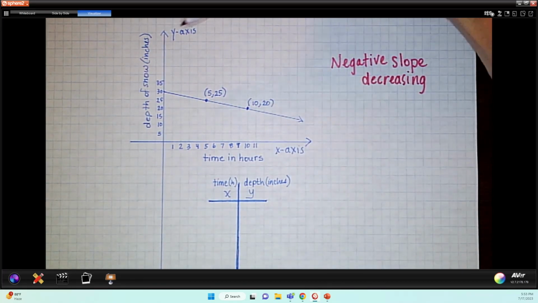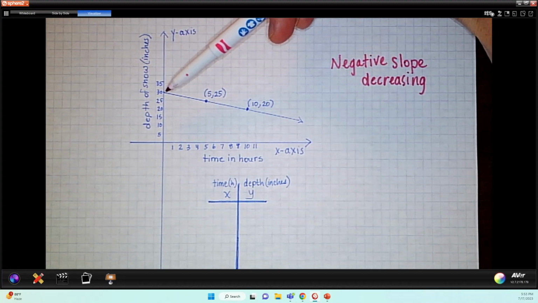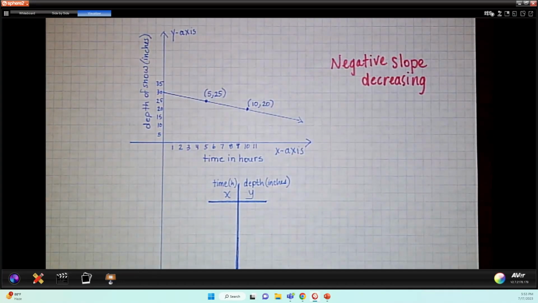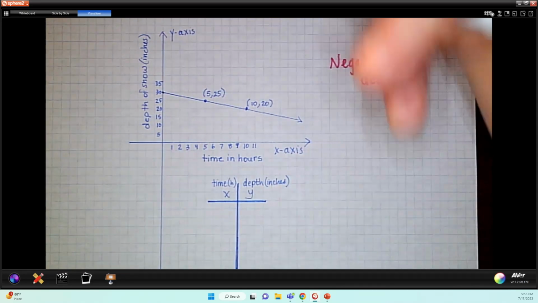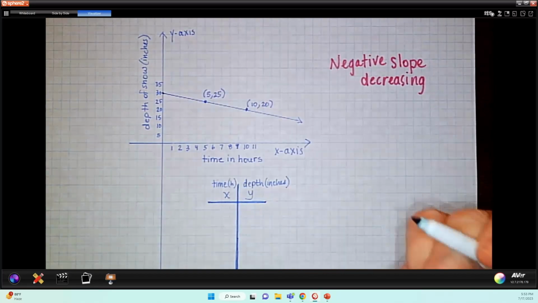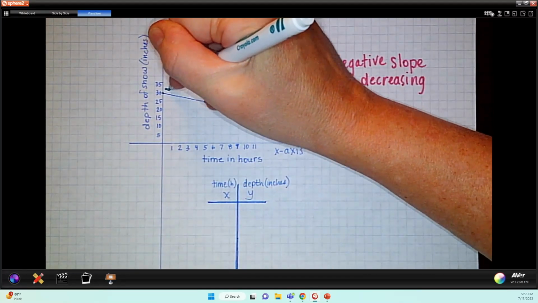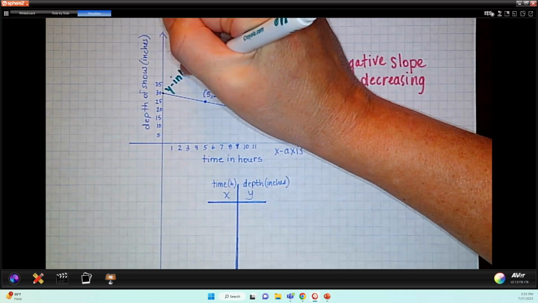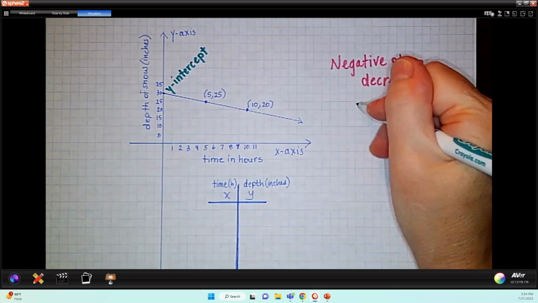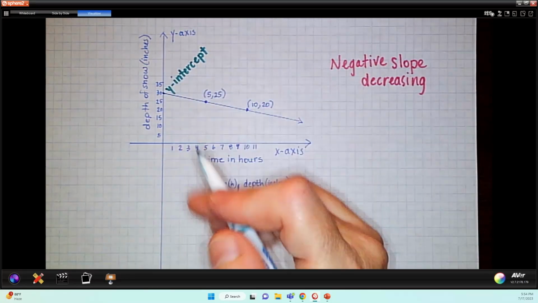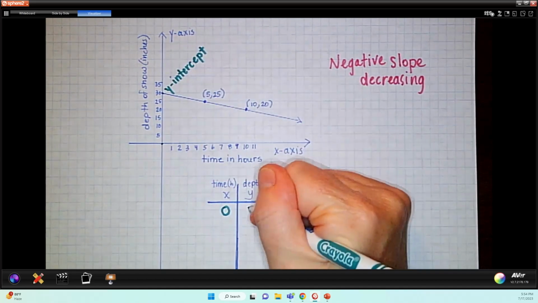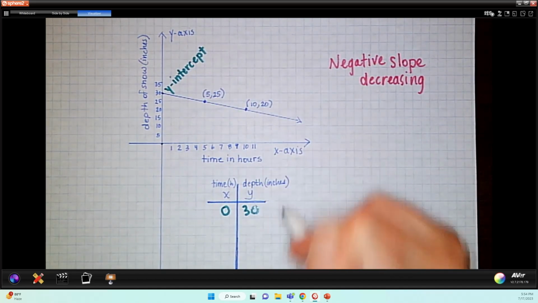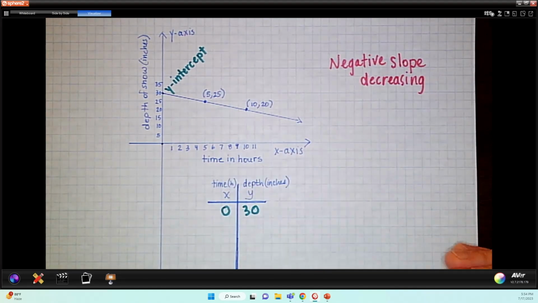And we can also see that our graph is starting at 30. So that is the y-intercept. This is where our graph is starting. It starts at the 30 inches of snow. So we can assume that in this situation that this is how much snow is on the ground, 30. And if I want to record it in my table, I can say at 0 hours, there's 30 inches of snow. So when we start monitoring the melt at the beginning, there's 30 inches of snow.